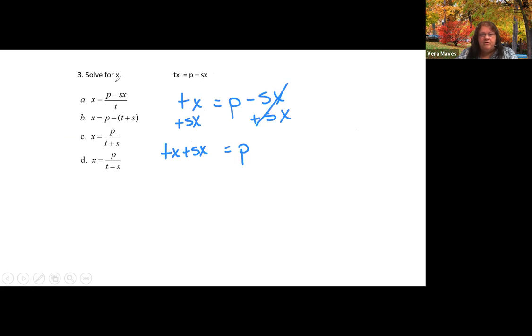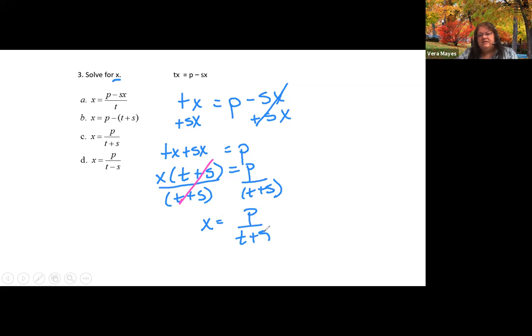Now, what am I solving for? Oh yeah, x. So I'm trying to isolate the x. And the only way I know to isolate these, because I don't know what t is and I don't know what s is, is to factor it out. If it were a 3x and a 5x, I could just add those numbers, but I don't know what they were. And then I can divide it since it's multiplying now. So I have to divide both sides so I keep everything balanced. I can see it cancels over here. So I'm left with x equals p over (t plus s).